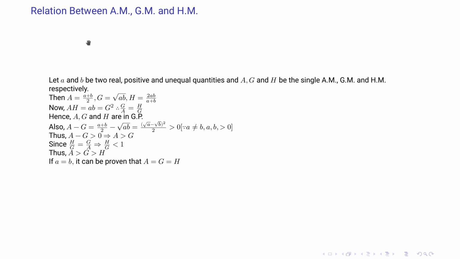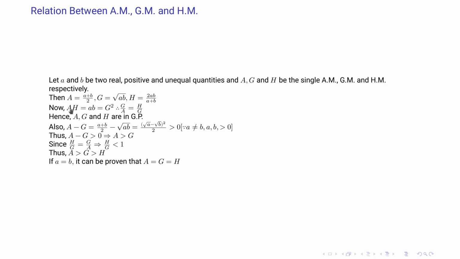Now we see what is the relation between arithmetic mean, geometric mean, and harmonic mean. We take two quantities a, b, and we assume that capital A, G, and H represent the arithmetic mean, geometric mean, and harmonic mean respectively. So arithmetic mean is equal to (a plus b) by 2, geometric mean is square root of ab, and harmonic mean is 2ab by (a plus b).